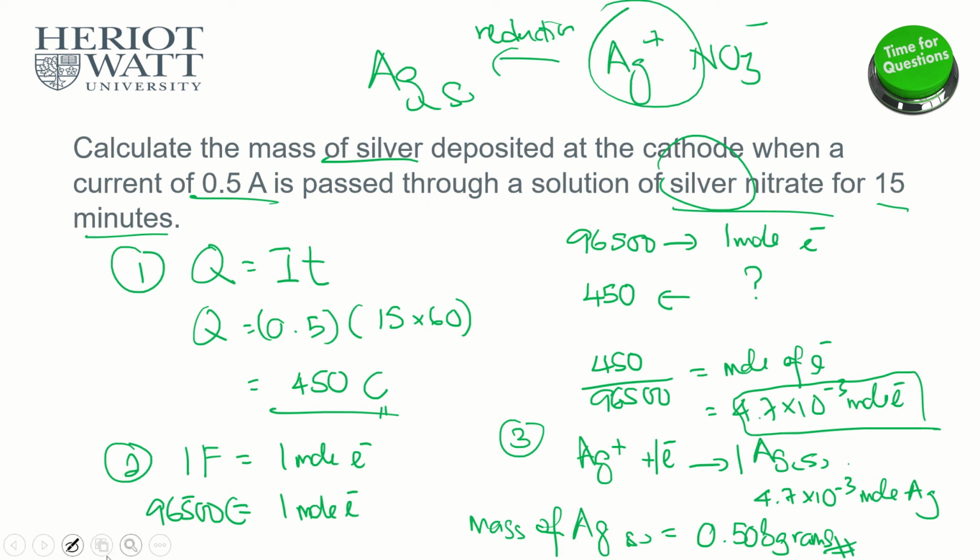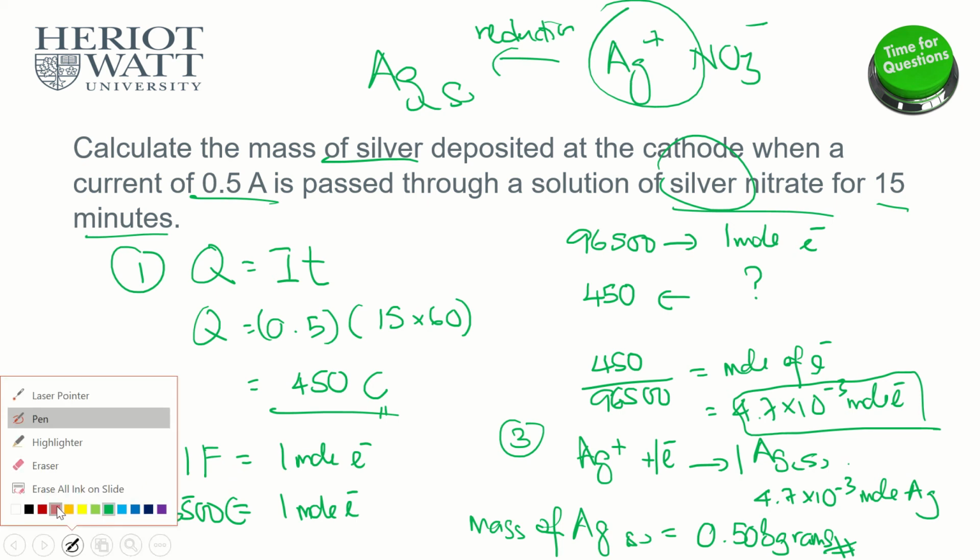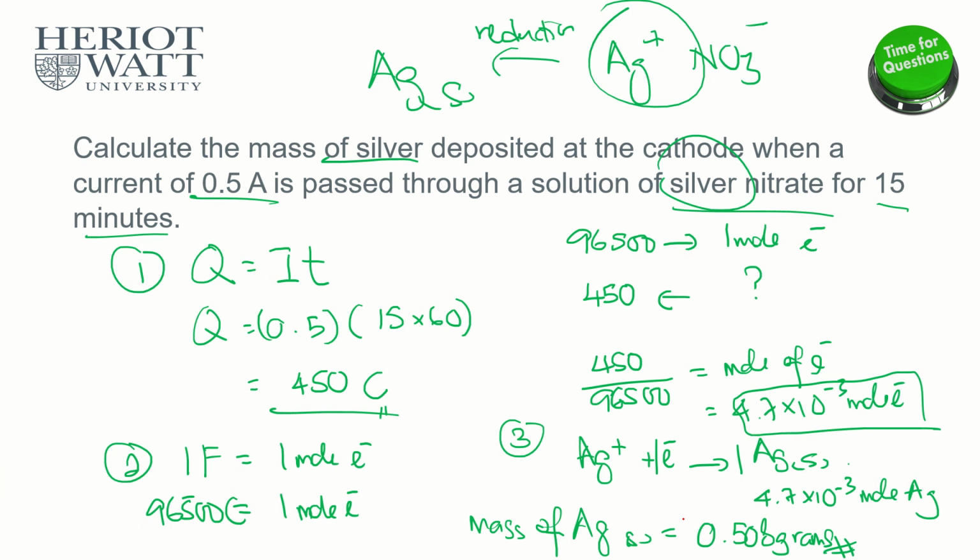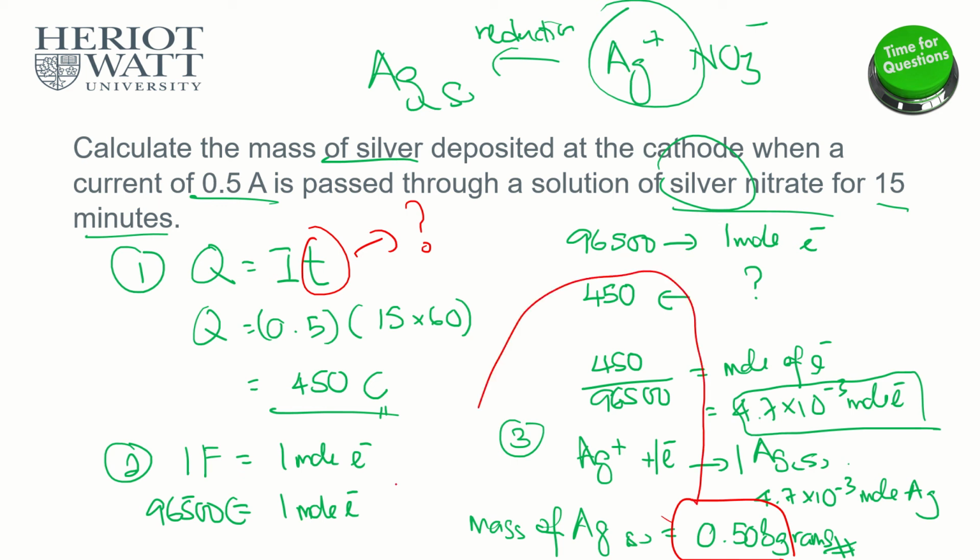Sometimes they might change this. Just now they were asking for mass, right? Sometimes they give you the mass, they give you everything, and ask you to look for the time taken. So you have to calculate all the way backward in order to get the time. They can make anything unknown in between, but the steps will be the same. 1, 2, 3, that's it.